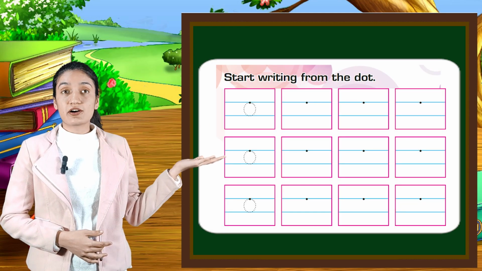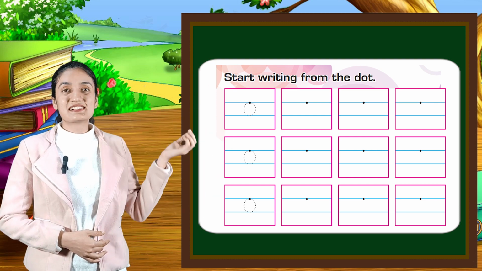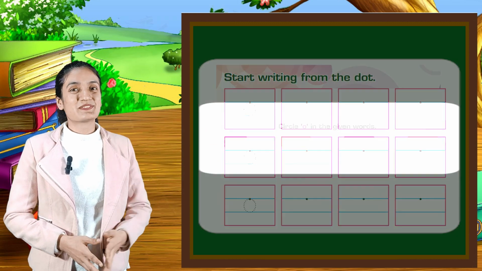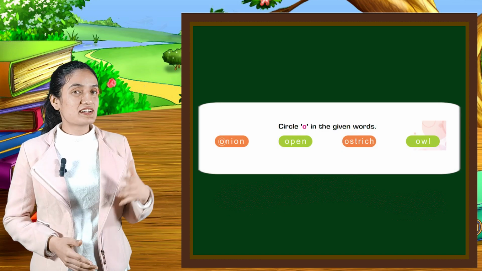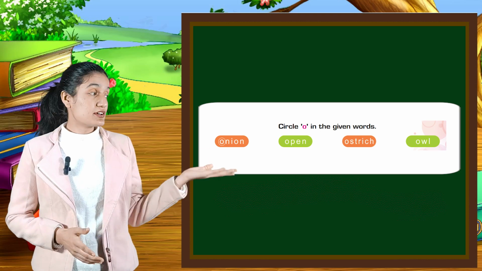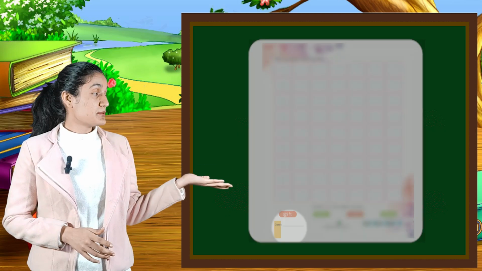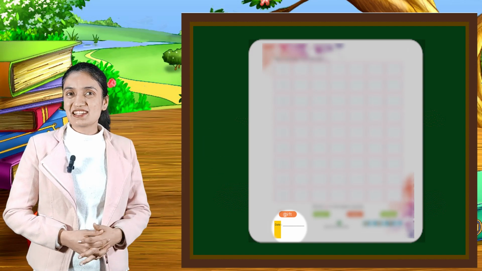Here you can see the dot and start it from here and make a whole circle making it O. Kids, circle O in the given words. Onion, open, ostrich, owl. इन words में O को ढूंढो और O को circle करो. अपनी notebook में यहाँ पे date mention करो.